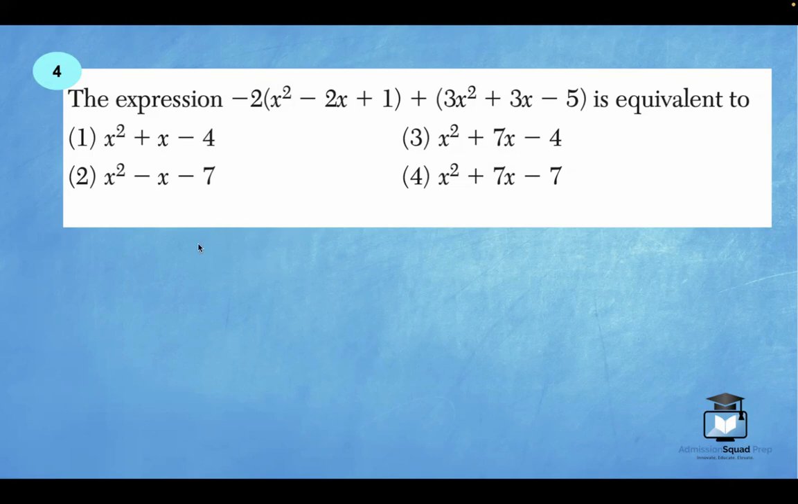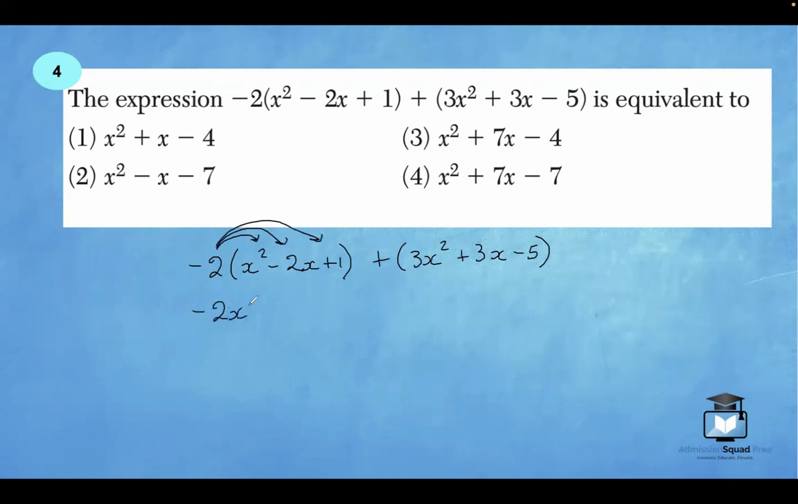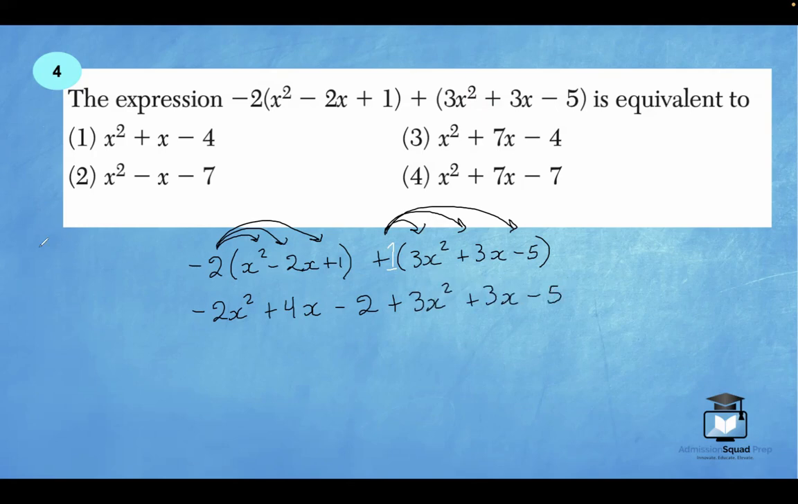Let's go ahead and perform the distributive property and then combine like terms. I will first start by writing out our problem. So I will distribute negative 2 to each of these terms. We now have negative 2x squared plus 4x minus 2. We technically have an imaginary 1 outside of the parentheses here. So we are going to distribute positive 1, but as we know, when you multiply any term by 1, you will get the exact same term. So we will have 3x squared plus 3x minus 5. Now let's go ahead and combine like terms. Negative 2x squared is a like term with positive 3x squared.